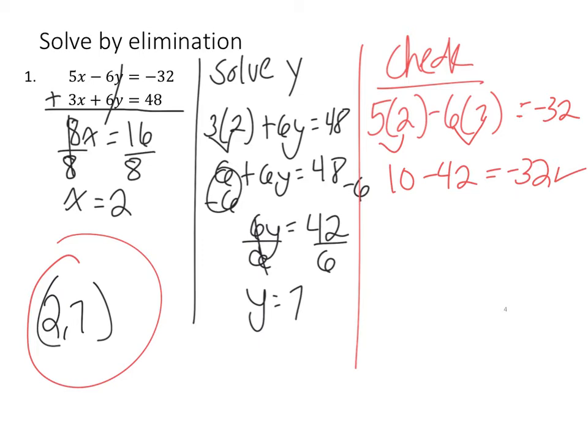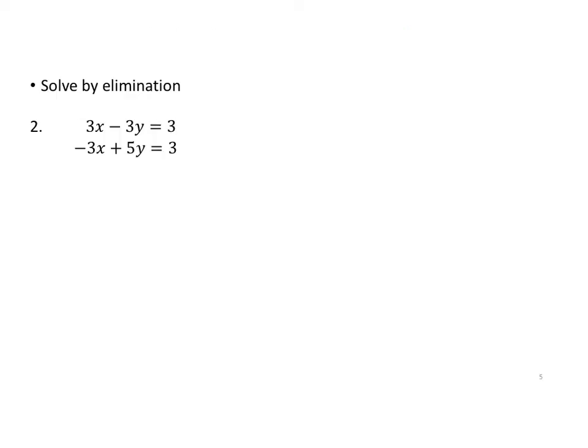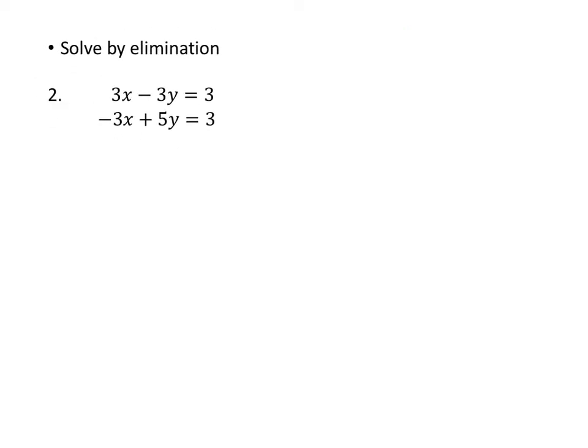So remember, your goal is to eliminate one of the variables. Solve by elimination. Number 2. 3x minus 3y equals 3. Negative 3x plus 5y equals 3. If I'm looking at my equation here, I know if I add 3x plus negative 3x, it's going to give me 0.